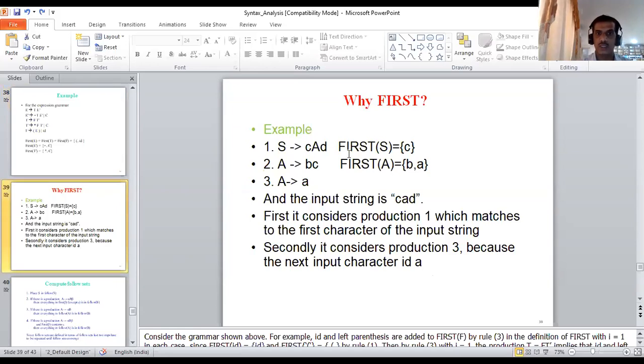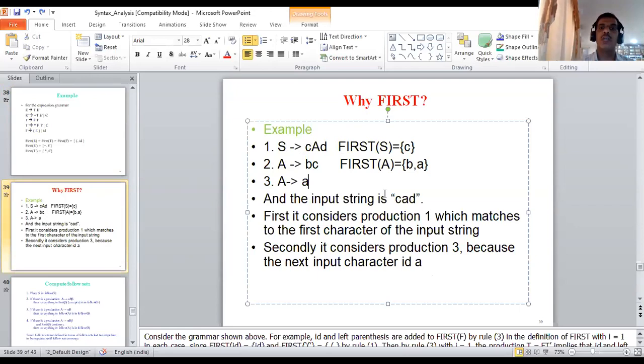See, in case of this, for example, if I use S tends to, which is the first of S? What is the first of S, Nimisha? C. What is first of A? B and A. Why? Because there are two productions. One is B, the other is A.